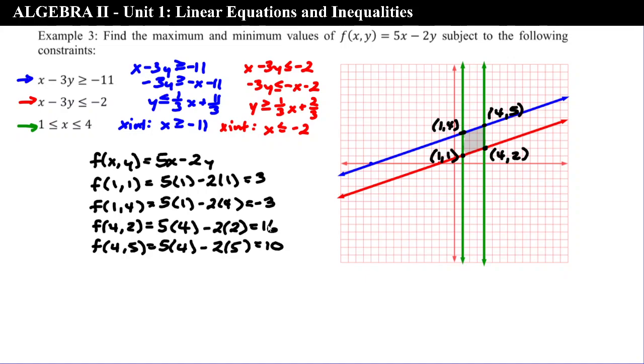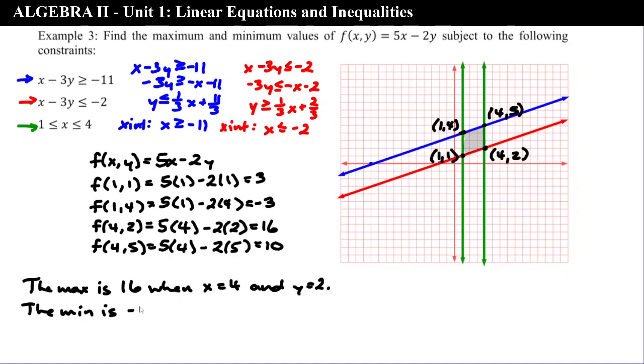So now we know what our smallest value is. It's negative 3. Our largest value is 16. So we have the maximum is 16 when x is 4 and y is 2. And the min is negative 3 when x is 1 and y is 4.